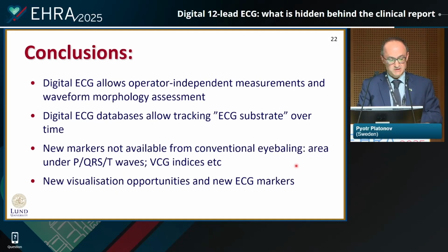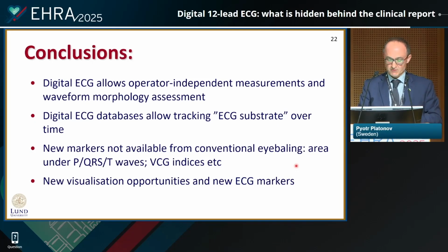And to summarize, digital ECGs allow operator-independent measurements and waveform morphology assessment, which is an advantage when we're dealing with hundreds or thousands of ECGs that we cannot afford looking at manually, every single one of them. Digital ECGs allow tracking of ECG substrate, which is especially important in patients with developing cardiomyopathies, so we can see backwards and forward, see what are the markers of disease progression and what are the markers of risk stratification.